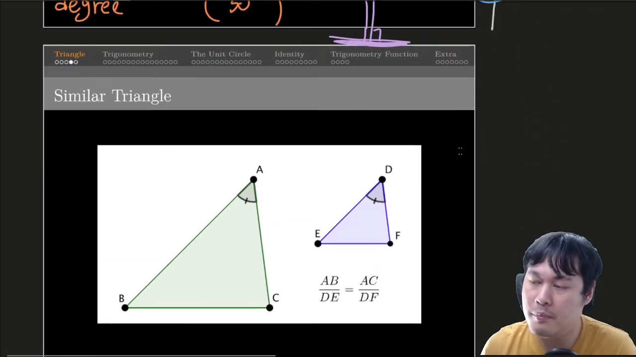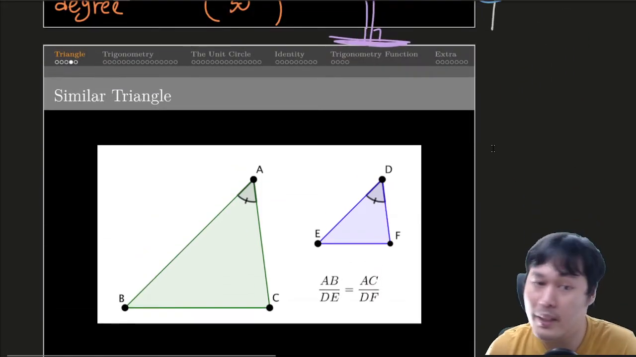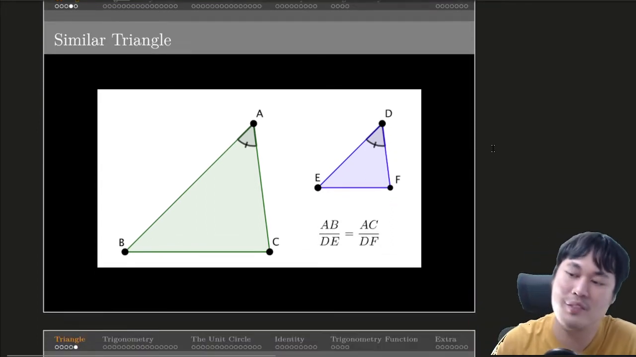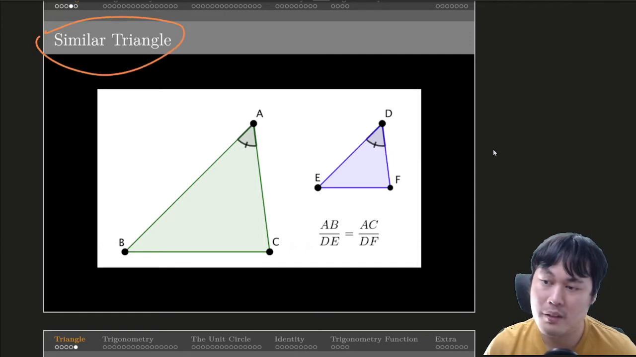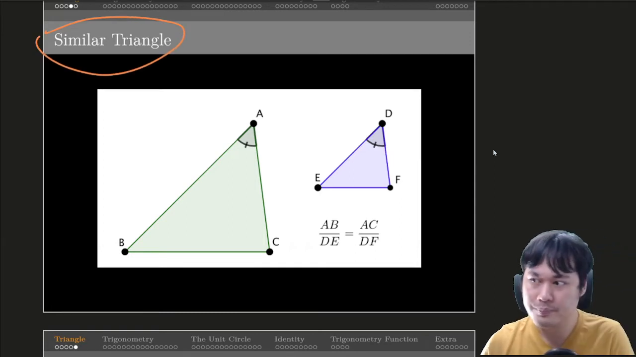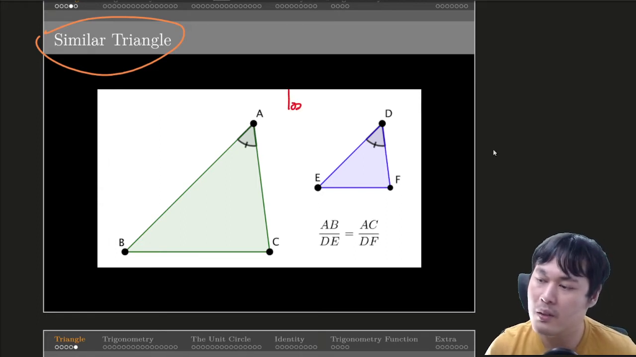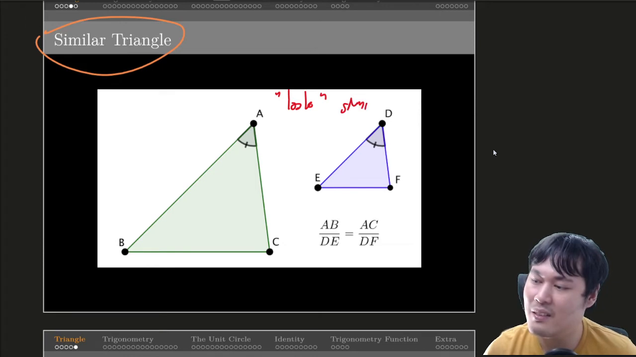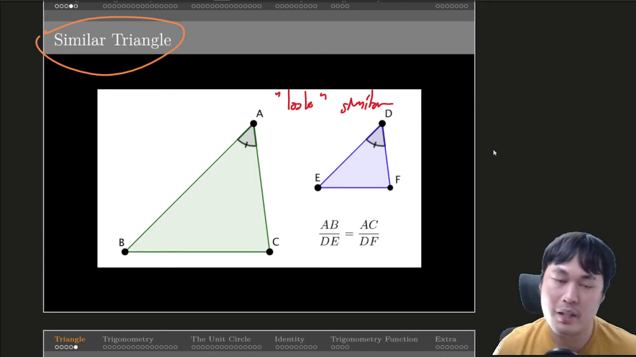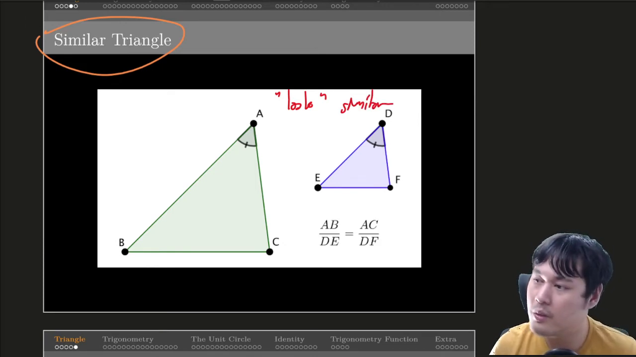Then we have some fact that you might have seen. It's not that obvious, but you can think of it intuitively. It's about similar triangles. So if you have two triangles which look the same, and they look similar, as the name suggests, then we can derive some properties for these two triangles.